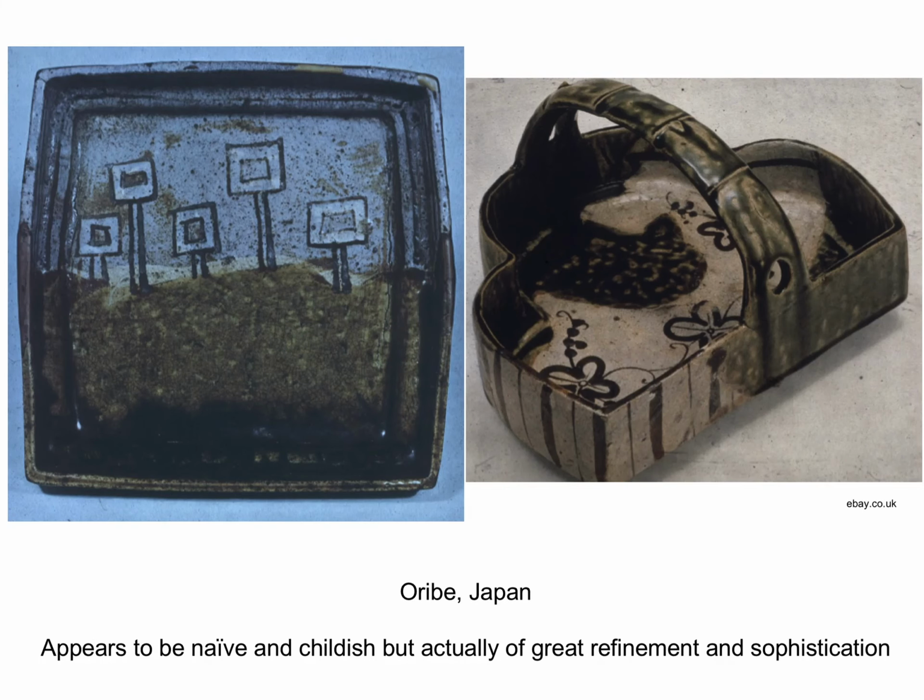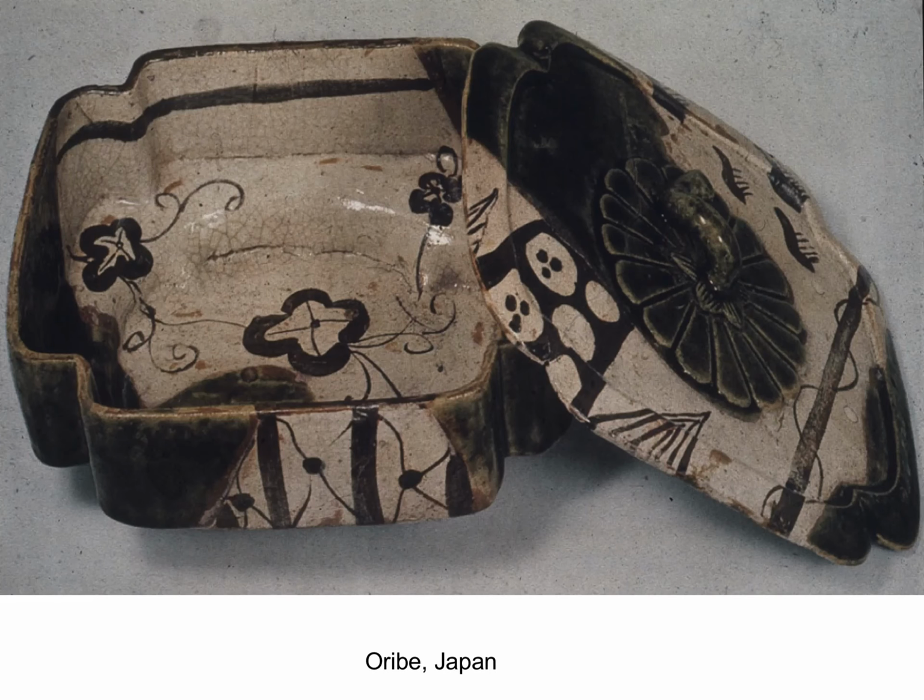Oribe ware, which has been mentioned before as well in these presentations. They may appear to be naive and childish, but actually they are of great refinement and sophistication. And again, among my favorite wares made in the history of ceramics because of those specific qualities.